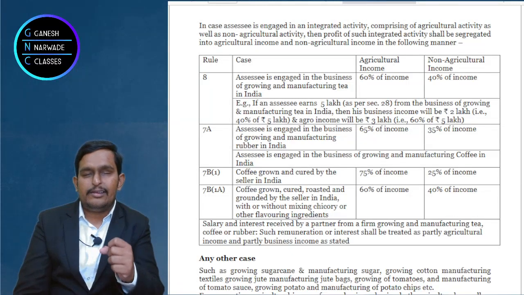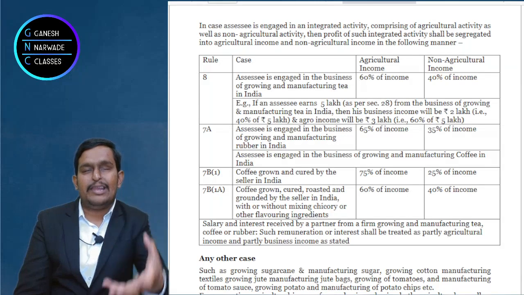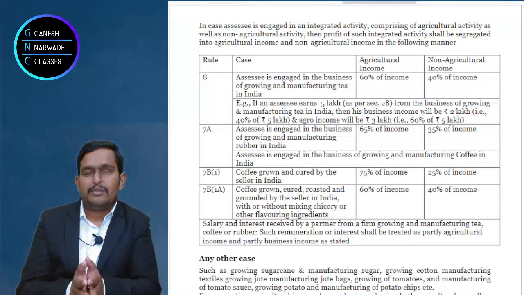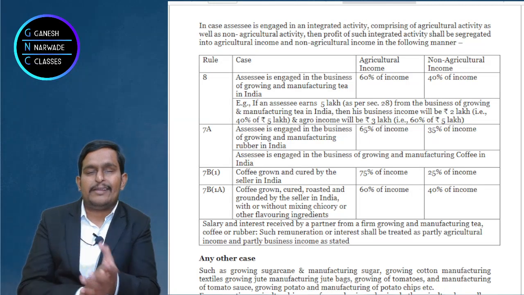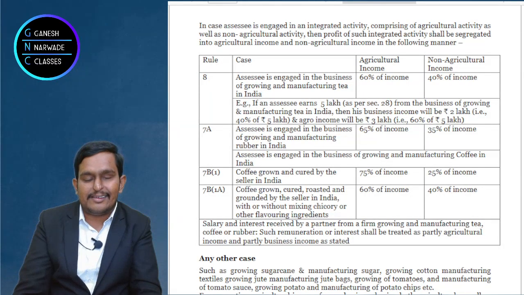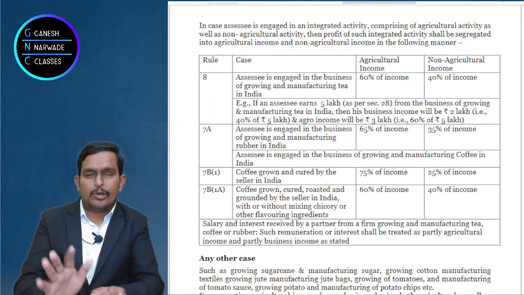It is growing, curing, roasting, right? You are mixing chicory, taste smelling powders, or not mixing chicory into it. Anything is okay. But if you are doing roasting also, then 60% of the coffee is agricultural, 40% becomes non-agricultural. Because roasting is done in plant and machineries, so that's why non-agricultural percentage increased.